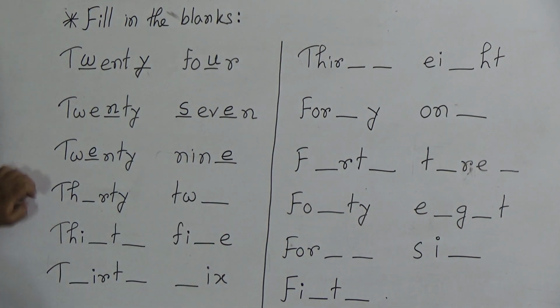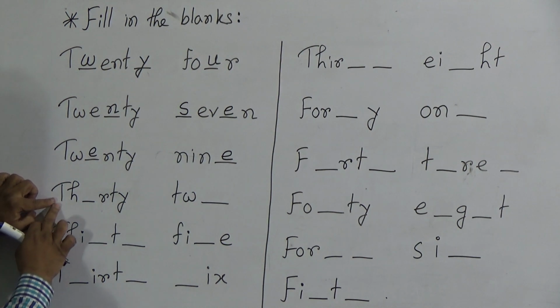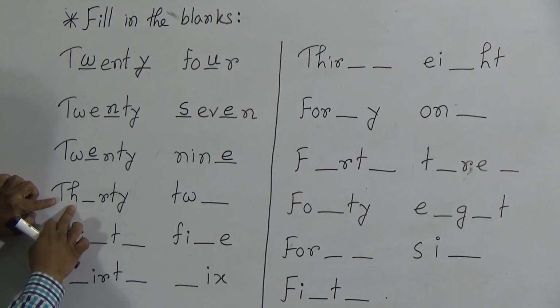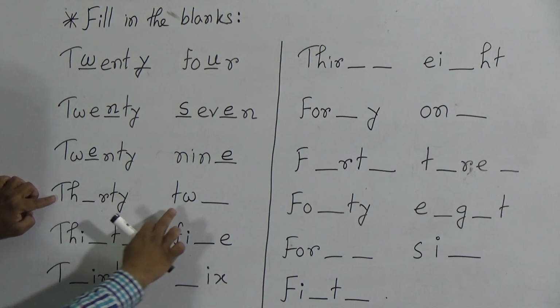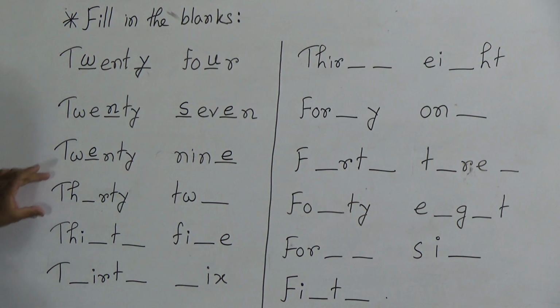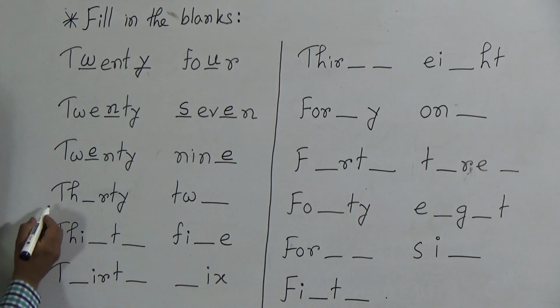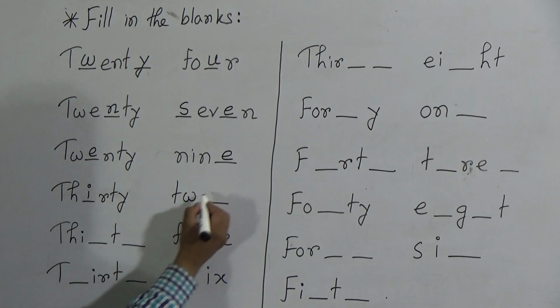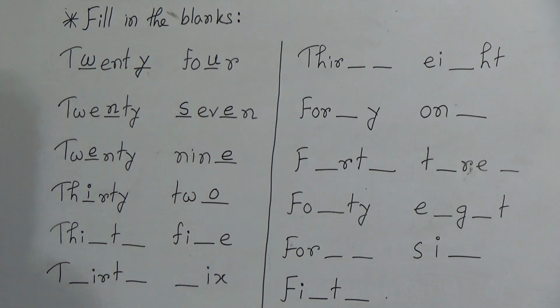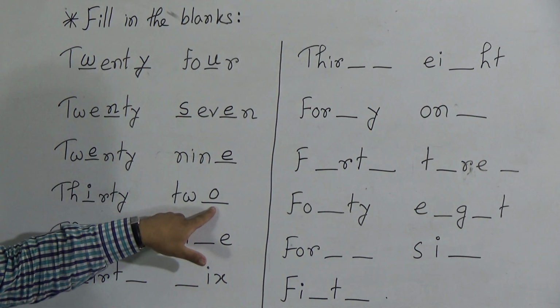Okay, now the fourth one. Is it again 20? Look, it's TH, so it can't be 20. It's THIRTY 30, then TWO 2. That means it will be 32. So the first blank of this fourth one should be filled with the letter I, and the second blank with the letter O.